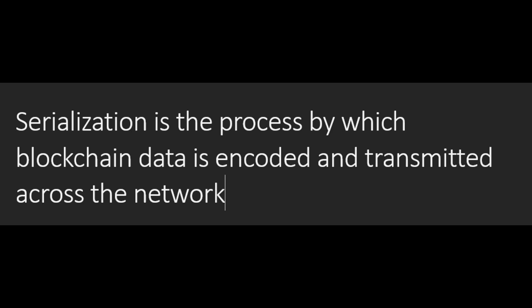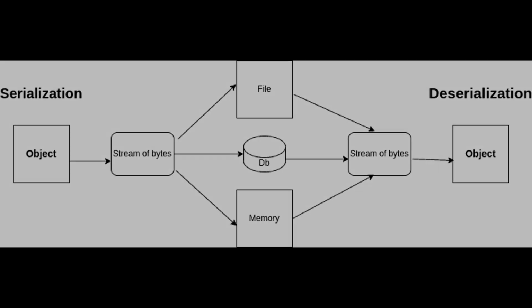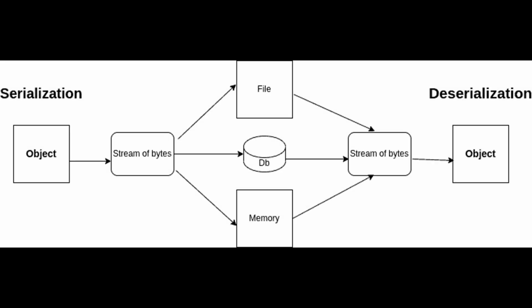Onto serialization. What is serialization? This is how blockchain data is encoded and transmitted across the network. Thus, it provides a way to move information and blockchain data from one point to another.